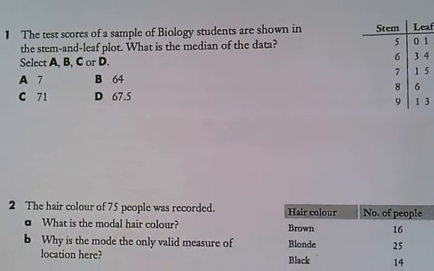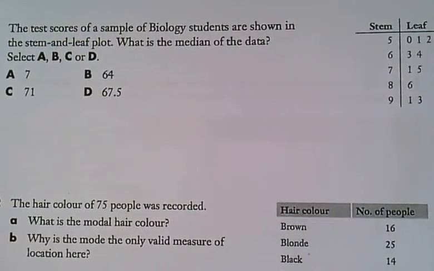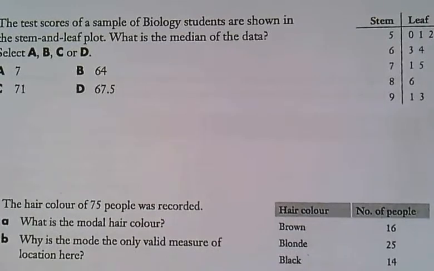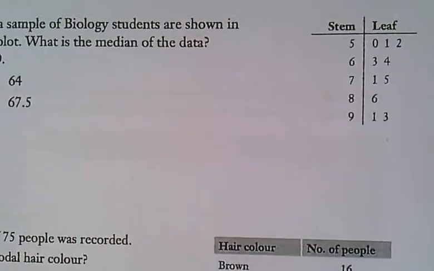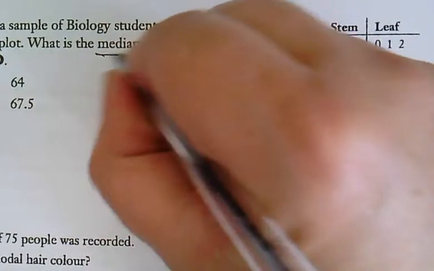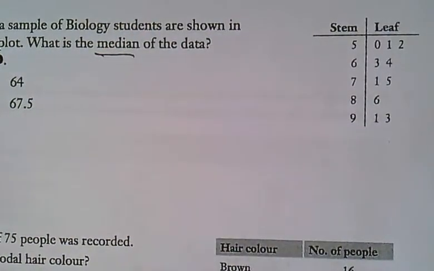Okay, here we've just got a stem and leaf plot, and we just want to find the median of the data. How are you going to do that, everyone? How are you going to find the median of the data? Add all of them together and divide them. No, that's the mean. The median? Cross all of them out and you get the... No, we're progressing a bit further. We did that in year 8.